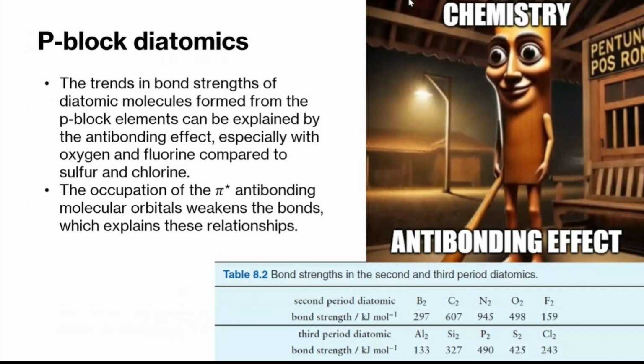the trended bond strengths formed in these p-block diatomics can be explained by the anti-bonding effect, especially with oxygen and fluorine compared to sulfur and chlorine. Of course, there's going to be more cancellation of bonding by filling up those pi antibonding molecular orbitals, because the degree of overlap is just much larger. So we can just use the anti-bonding effect to explain bond strength in p-block diatomics from here.